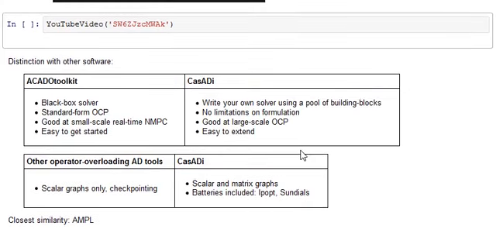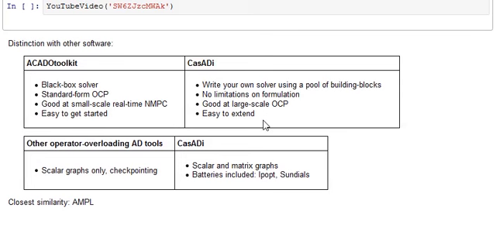And then for final closure, a bit of distinction with other software that you might know. There is ACADO Toolkit, which is also from our group. So how is it different from CasADi? Well, ACADO Toolkit is actually a black box approach to solving standard form OCPs. While in CasADi, you're not given an optimal control problem solver. No, you write it on your own using very simple modular blocks. So that means you have no limitations on how you formulate it. Also, ACADO is geared towards small-scale systems, while CasADi does well with large-scale and sparse and structured stuff. ACADO, I would say, is a bit easier to get started quickly.